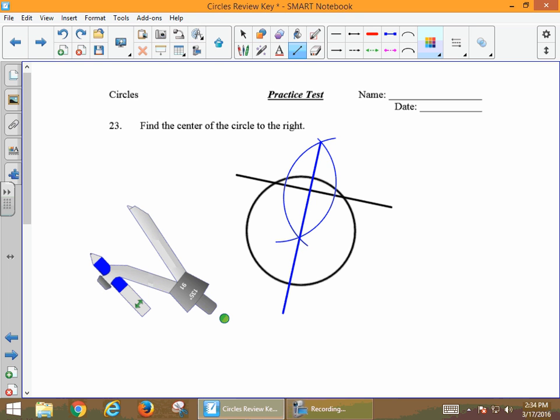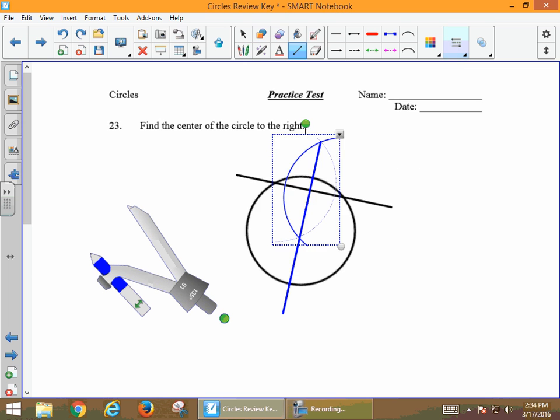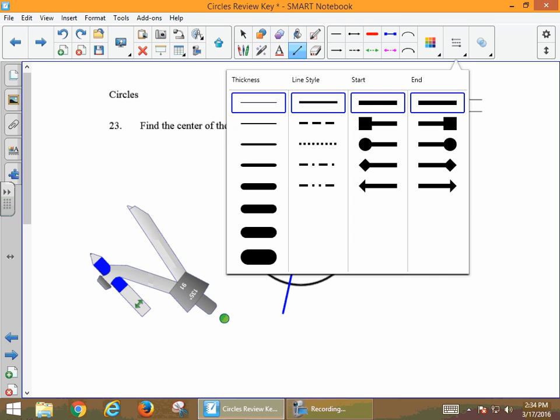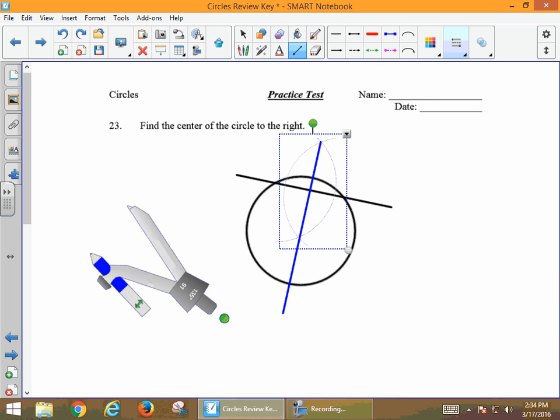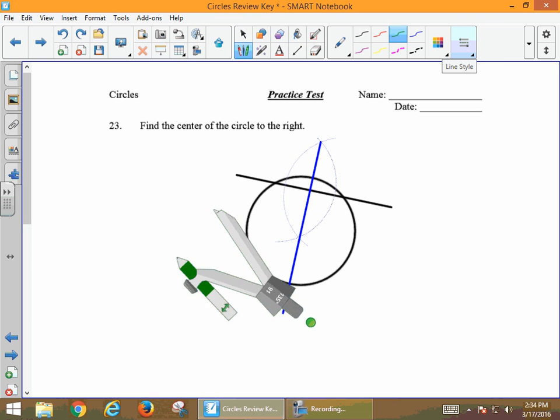All right, so that's my first one. Let me dim these down again like we do in class, get those construction marks out of our way a little bit. All right, so I have my first diameter. And now if I want to find the center of this thing, I want to cut my diameter in half.